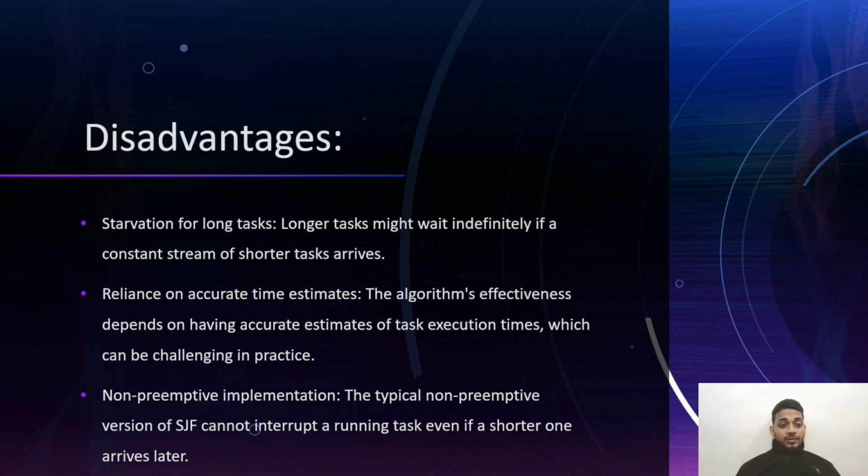Disadvantages: starvation for long tasks. Longer tasks might wait indefinitely if a constant stream of shorter tasks arrives. Reliance on accurate time estimates. The algorithm's effectiveness depends on having accurate estimates of task execution times, which can be challenging in practice. Non-preemptive implementation. The typical non-preemptive version of SJF cannot interrupt a running task even if a shorter one arrives later.